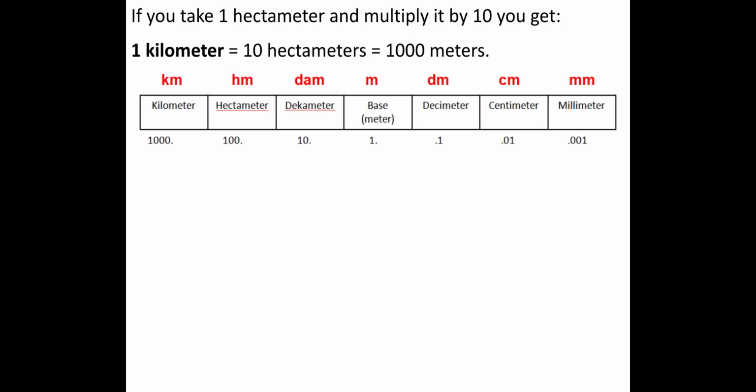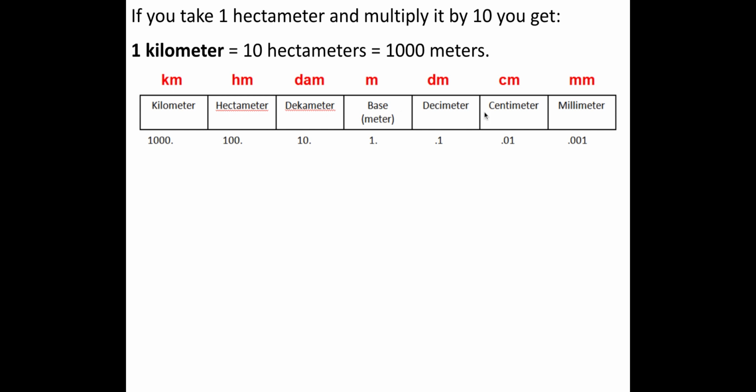Now, one thing I want you to see is that these units become bigger and bigger, like the kilometer, which is a bigger unit than the meter. And all these prefixes have a meaning. Like the kilometer, kilo means 1000. So each time you see kilo attached to anything, it means 1000 of that thing. So 1 kilometer means 1000 meters. And so 1 kilometer is equal to 10 hectometers is equal to 1000 meters.